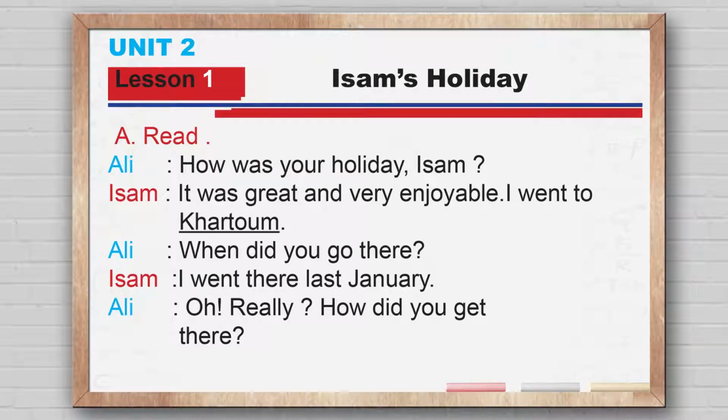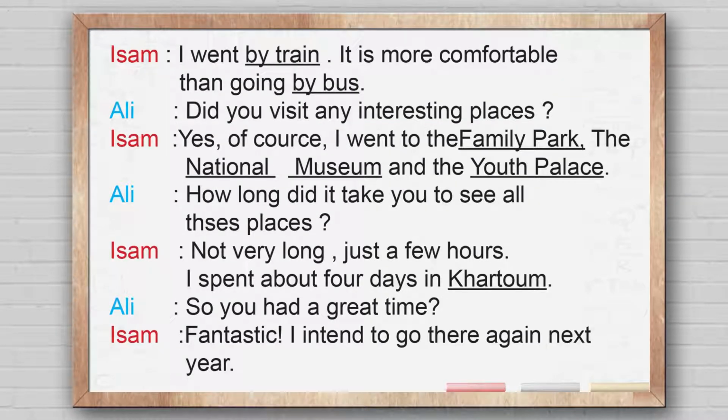Ali, how was your holiday, Issam? It was great and very enjoyable. I went to Khartoum. When did you go there? I went there last January. Oh, really? How did you get there? I went by train. It is more comfortable than going by bus. Did you visit any interesting places? Yes, of course. I went to the family park, the National Museum, and the Youth Palace. How long did it take you to see all these places? Not very long, just a few hours. I spent about 4 days in Khartoum. So you had a great time? Fantastic. I intend to go there again next year.